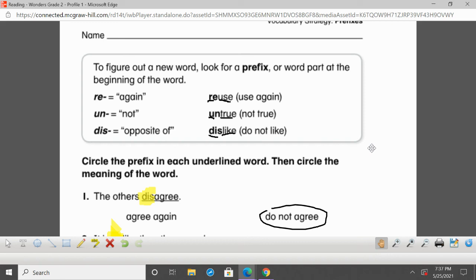So you can use that prefix and that root word to help you figure out the meaning of the word together. And some common prefixes that we practiced today was re, which means again, un, which means not, and dis, which means opposite of.